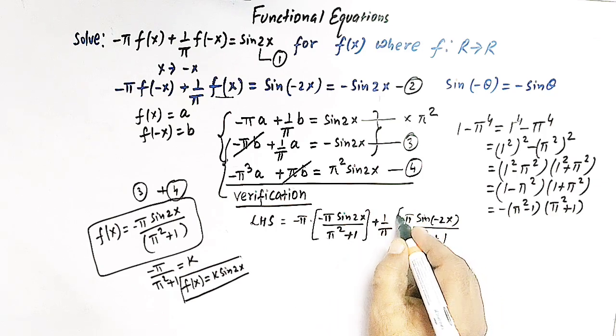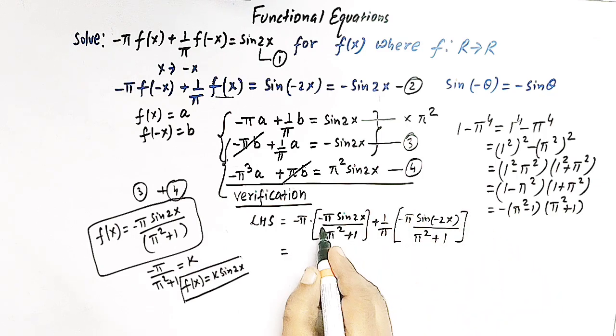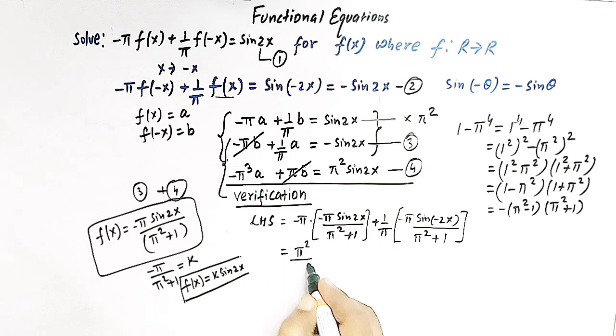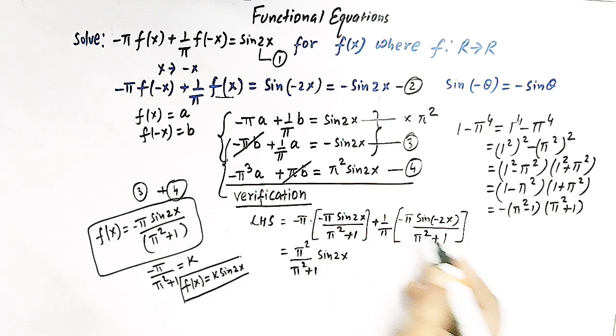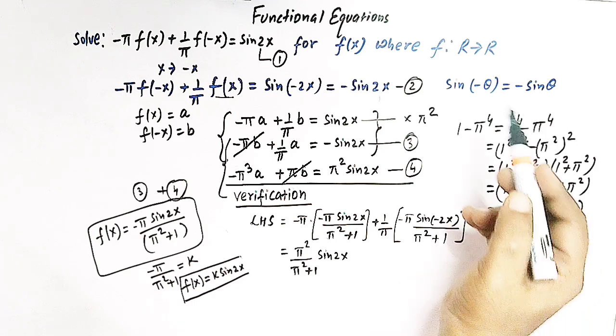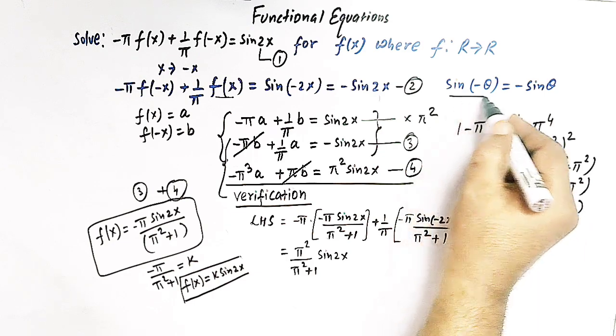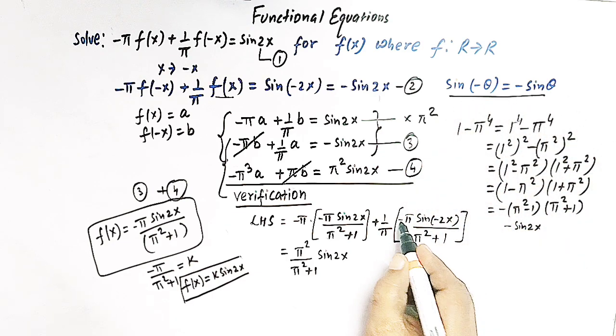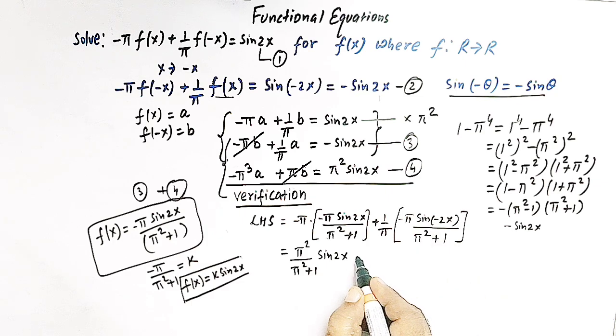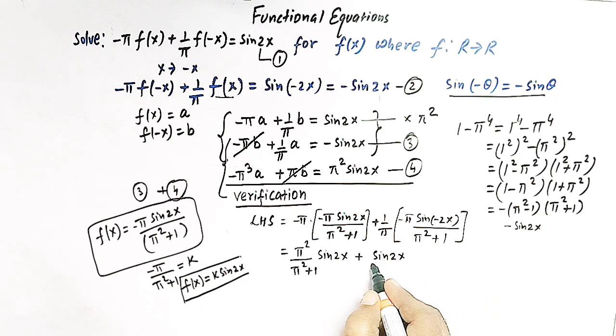Right, okay, so now let us simplify. Here minus and minus when multiplied together become positive. So we have pi square over pi square plus 1, this is sine 2x, and here we have sine minus 2x. Sine minus 2x is minus sine 2x due to this result. So here this negative is multiplied with this negative, and we get positive. So this pi and this pi get cancelled, and we are left with only sine 2x divided by pi square plus 1, right?